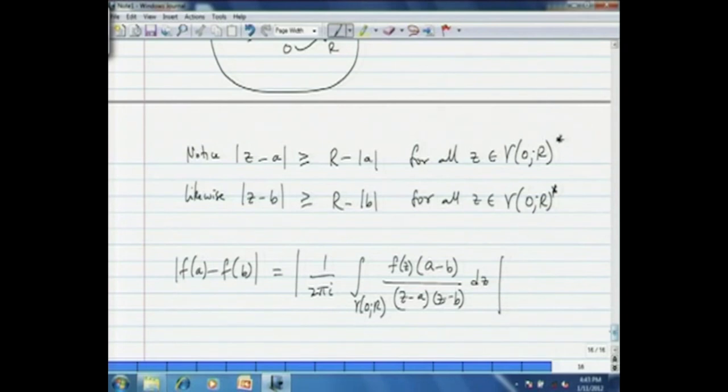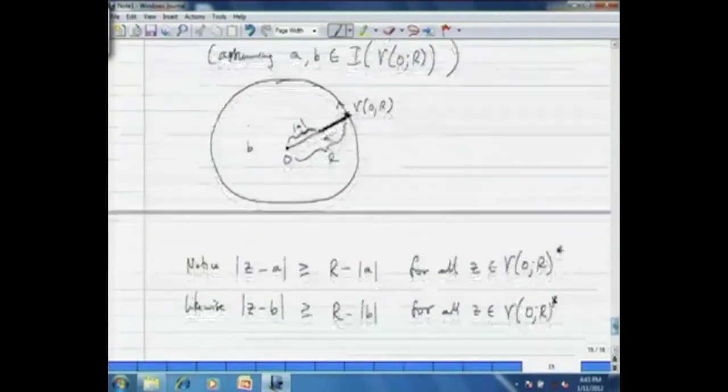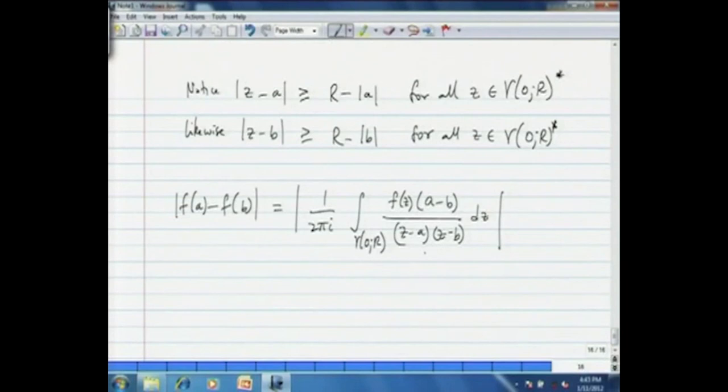So, I am adding these two integrands or subtracting, so to say, and then I get this expression. The common denominator is z minus a times z minus b, and then I get a minus b in the numerator. So, this is by the estimation theorem less than or equal to 1 by 2 pi times the integration on gamma 0 r of the modulus of f of z times the modulus of a minus b by modulus of z minus a times the modulus of z minus b times the modulus of dz, of course.